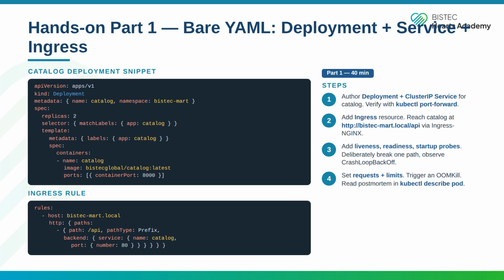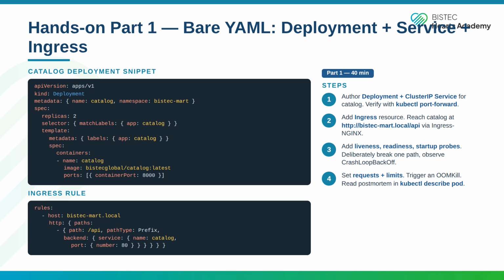Step 1. Author a deployment for catalog with 2 replicas and a ClusterIP service. Apply it. Verify the pods are running. And reach the service via kubectl port-forward. You should be able to hit the API docs from your browser.